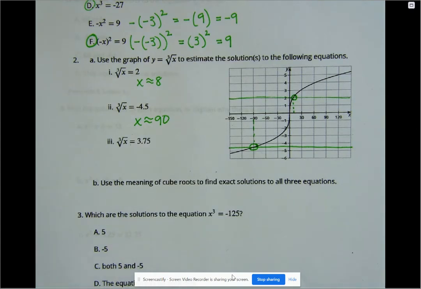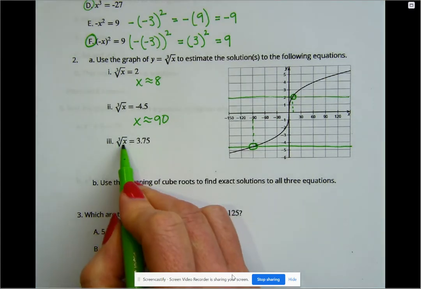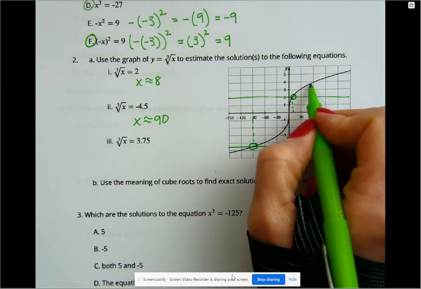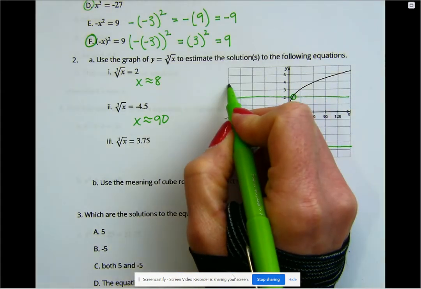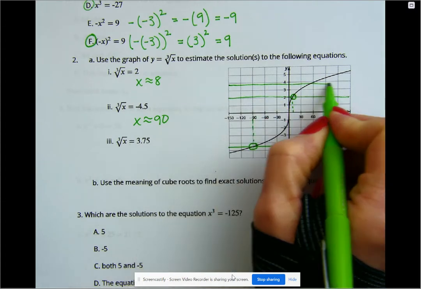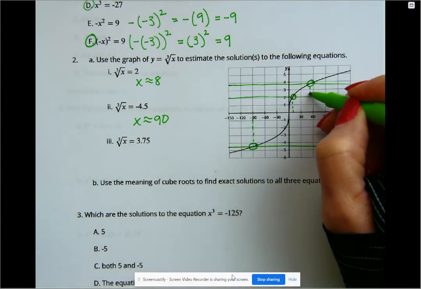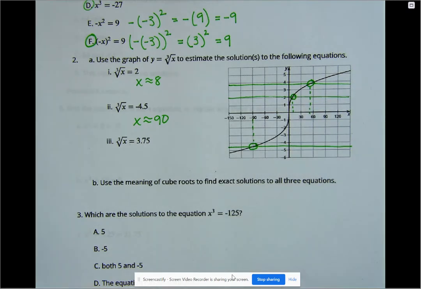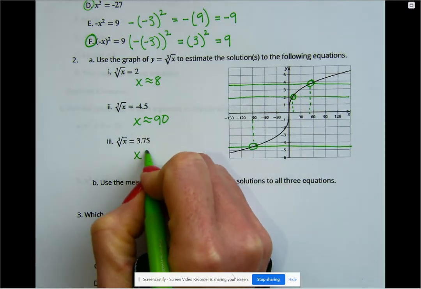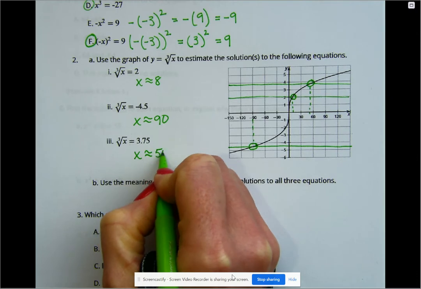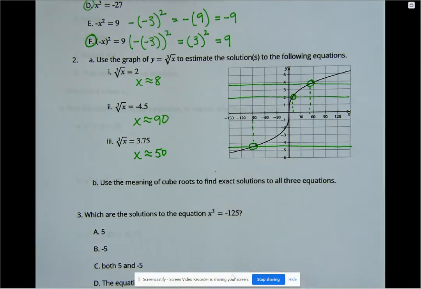And then for the third one, the cubed root of x is equal to 3.75. 3.75 is about here. It intersects right here. Follow that down. I don't know, 50 maybe? So somewhere between 30 and 60. Looks like it's about 2/3 of the way.